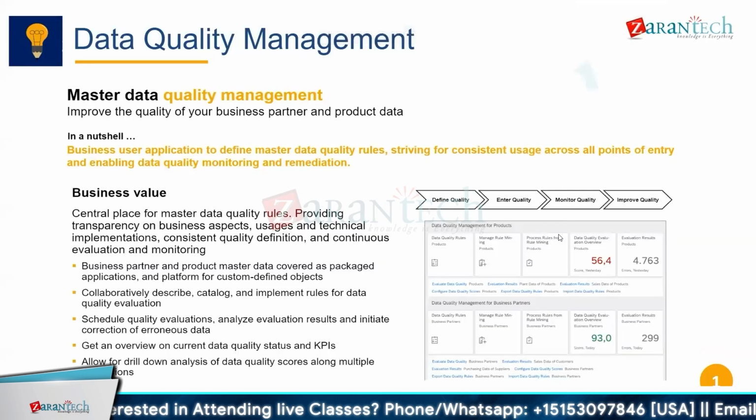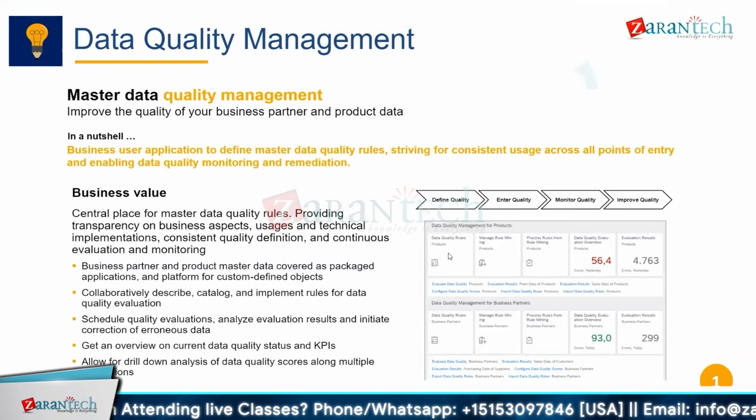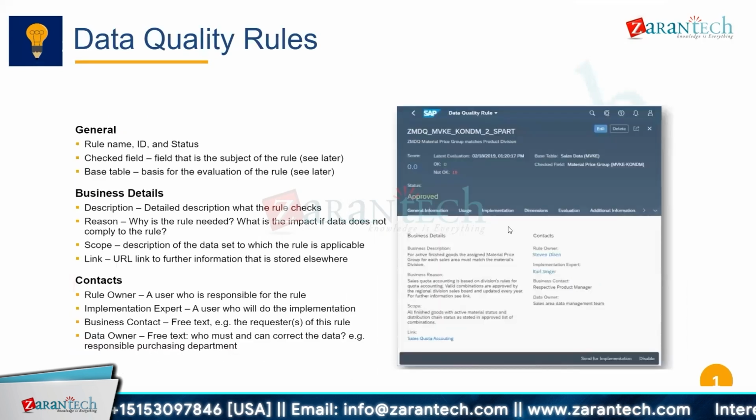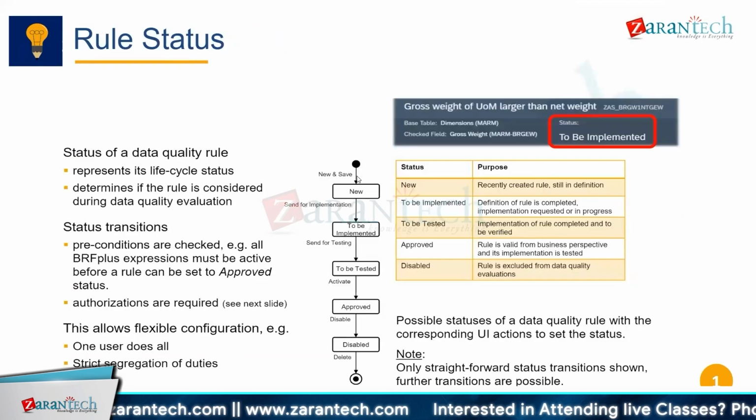Okay. Yeah, this is the same; we will need to have these kinds of Fiori apps: data quality rule, manage rule, process rule. Mining is not required. You can see some basic information in the general information, how you can create a rule, and once it is approved, what you have to add in the general data, what you have to add in the business details and contact. So there is a step-by-step explanation. You can follow this and how it works. Create a new one and save, send for implementation, send for testing, activate, and enable. Once it is enabled, this will be used. So this is the step-by-step process.